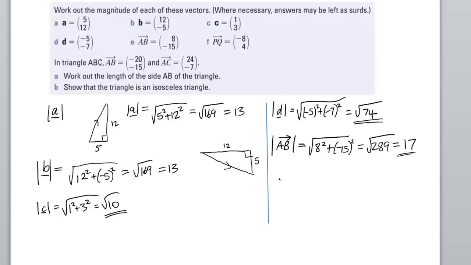And the last one, magnitude of PQ, is the square root of negative 8 squared plus 4 squared, which is root 80, which is root 16 root 5, which is 4 root 5.